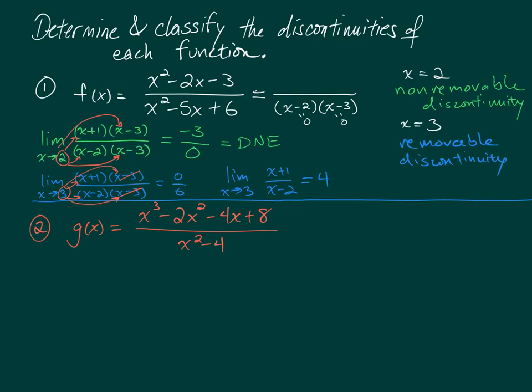Let's take a look at example 2 to see how that happens. In example 2, we have a function g of x equals x cubed minus 2x squared minus 4x plus 8 all over x squared minus 4. With rational functions only, the first thing you will want to do is factor the numerator and denominator, and that looks like this.